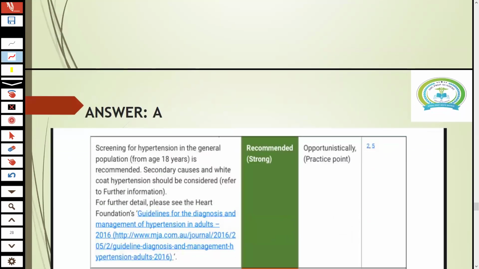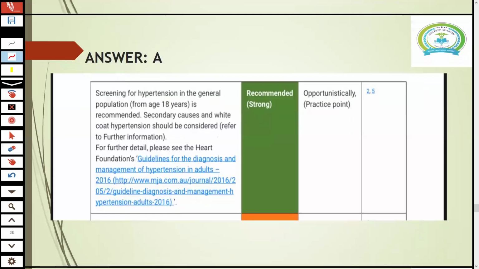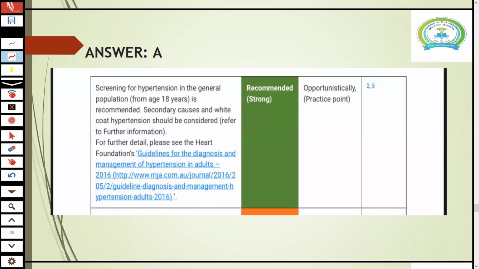The reference is from the Red Book, 10th edition. For the screening and cancer guidelines, you need to go through this. Screening for hypertension in the general population from 18 years is recommended. But we need to exclude white coat hypertension as well, and if there are secondary causes, those should be excluded.